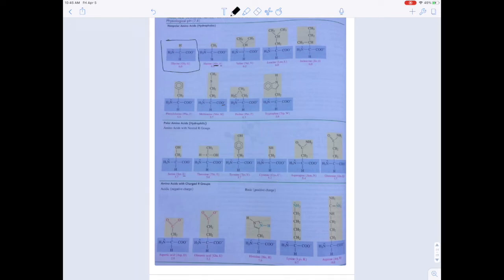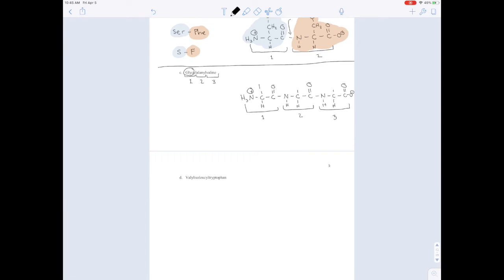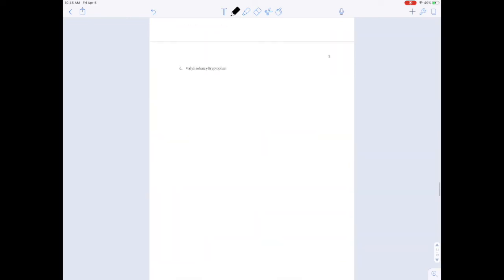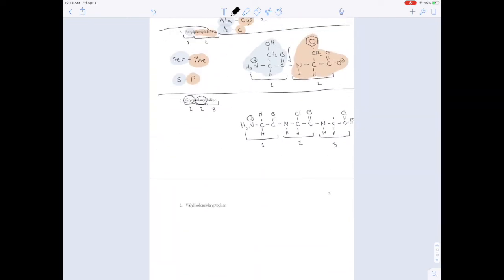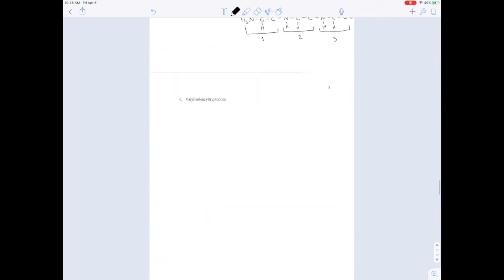Glycine is in this top left position. So we can see here that the R group is just an H. For the second amino acid, alanyl, that most closely resembles alanine, we can see the R group is CH3. For valine, we can find that's up here. You can see the R group is CH with 2 CH3s on it.